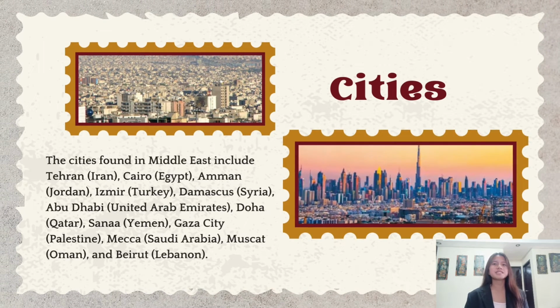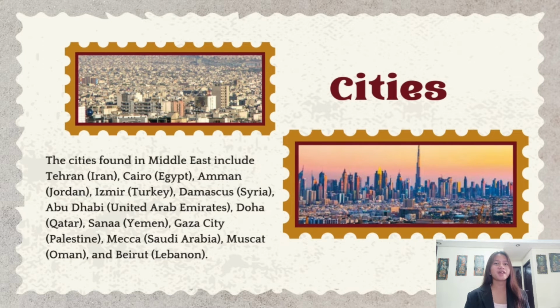Lastly, the cities found in the Middle East include Tehran from Iran, Cairo of Egypt, Amman from Jordan, Izmir from Turkey, Damascus of Syria, Abu Dhabi of United Arab Emirates, Doha of Qatar, Sana'a of Yemen, Gaza City of Palestine, Mecca of Saudi Arabia, Muscat of Oman, and Beirut of Lebanon.